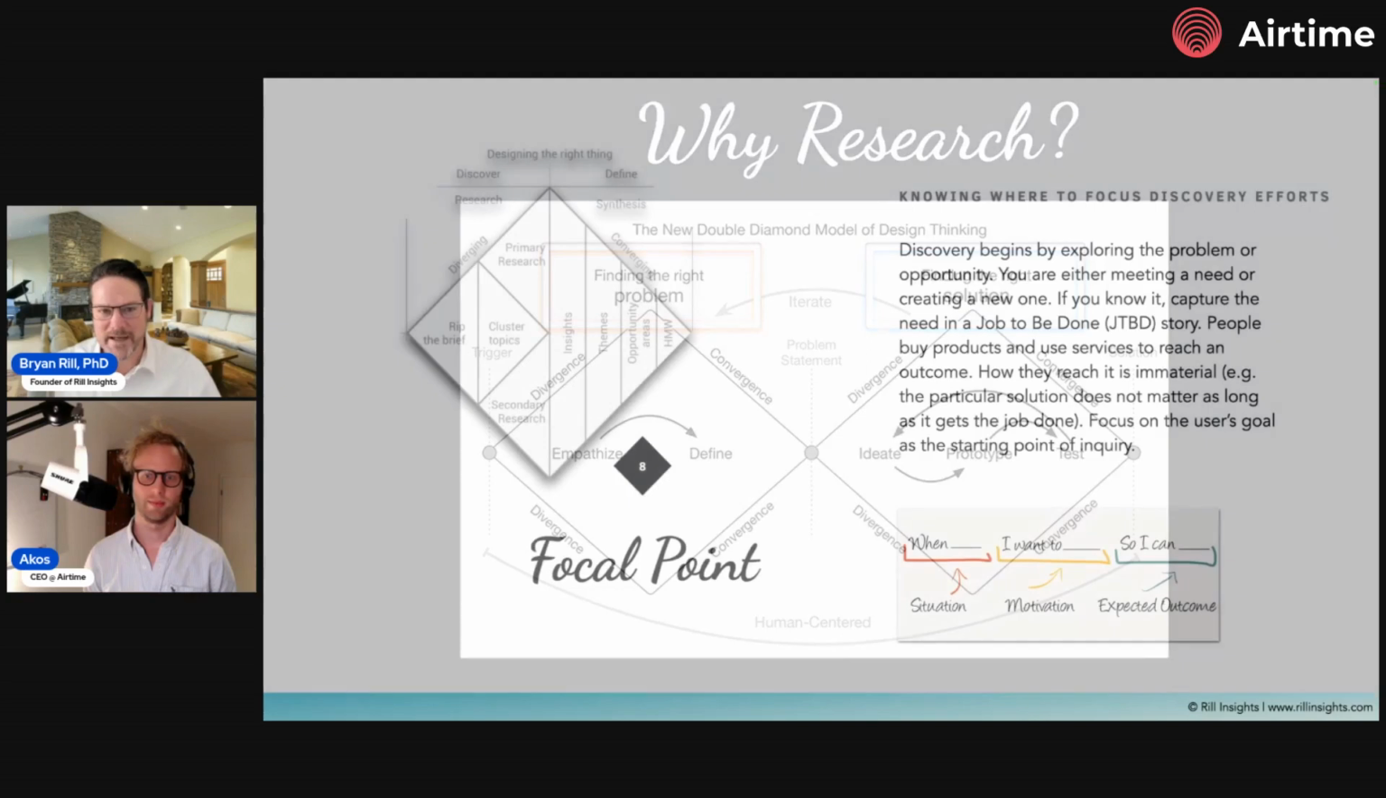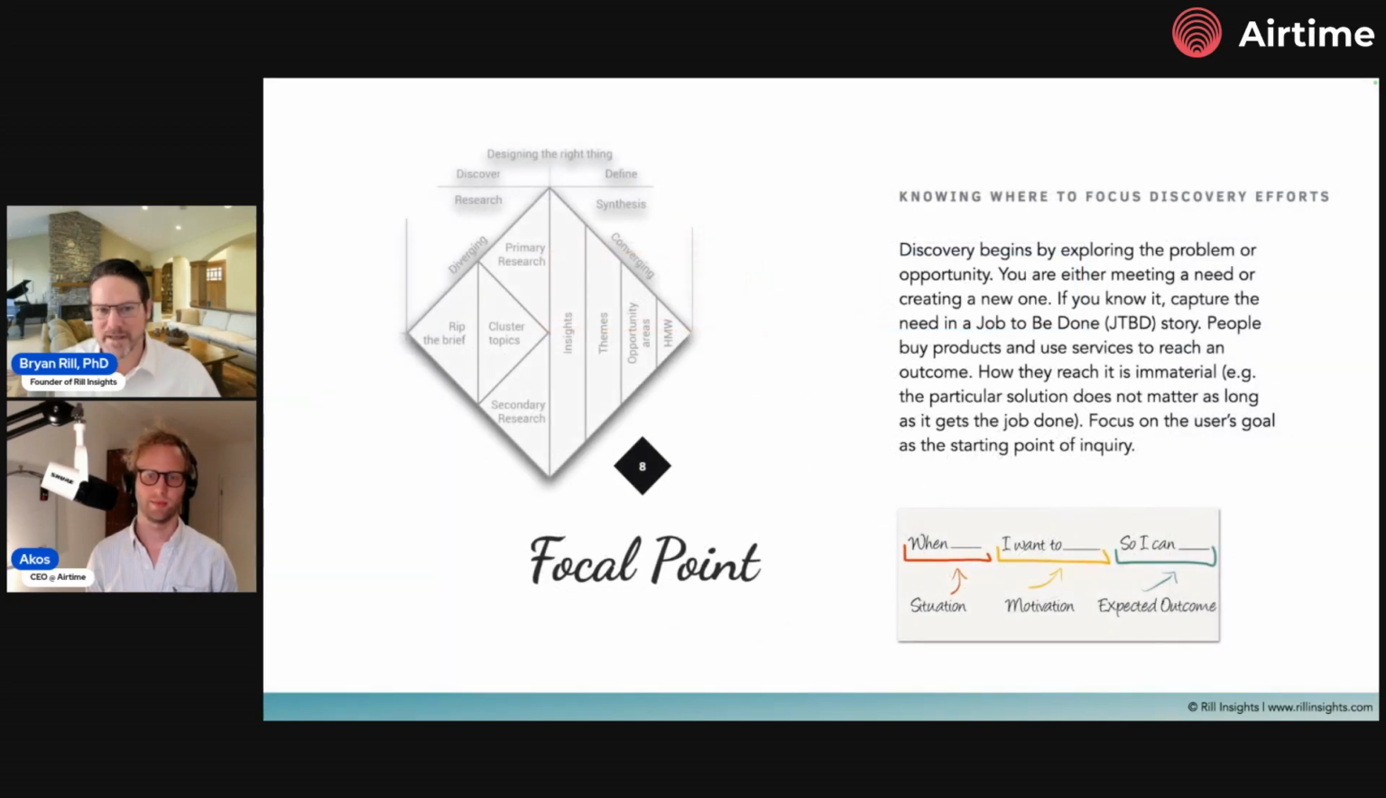Okay, and if you zoom in on that left diamond, this is a diagram that I had found online that I really liked that kind of broke down what designing the right thing or finding the right problem actually means in terms of process. Right. And it really is about this divergence and convergence that happens in the discovery phase. And you begin by exploring the problem or the opportunity. You're either meeting someone's need or maybe you're creating an altogether new one.